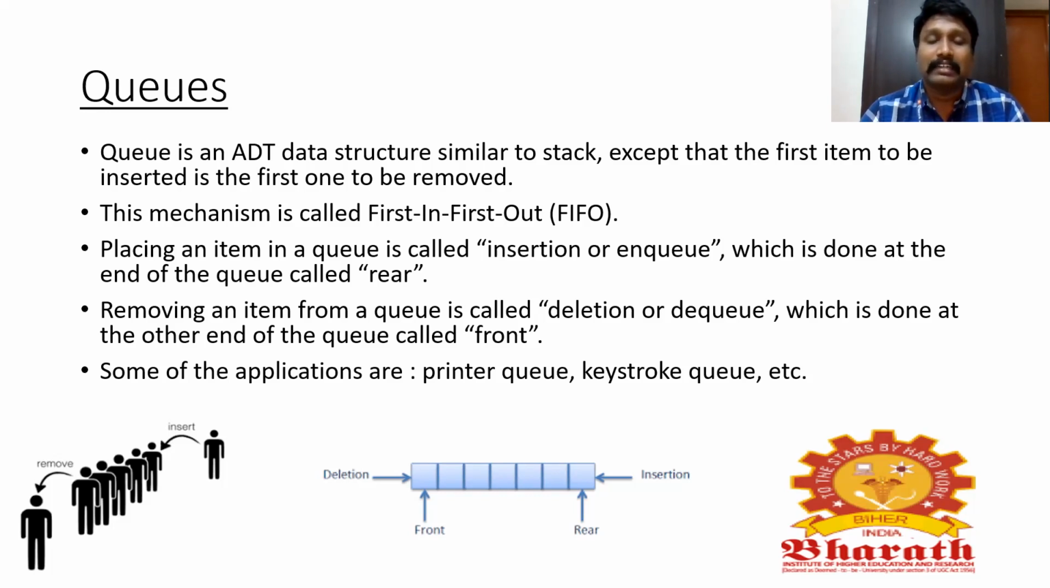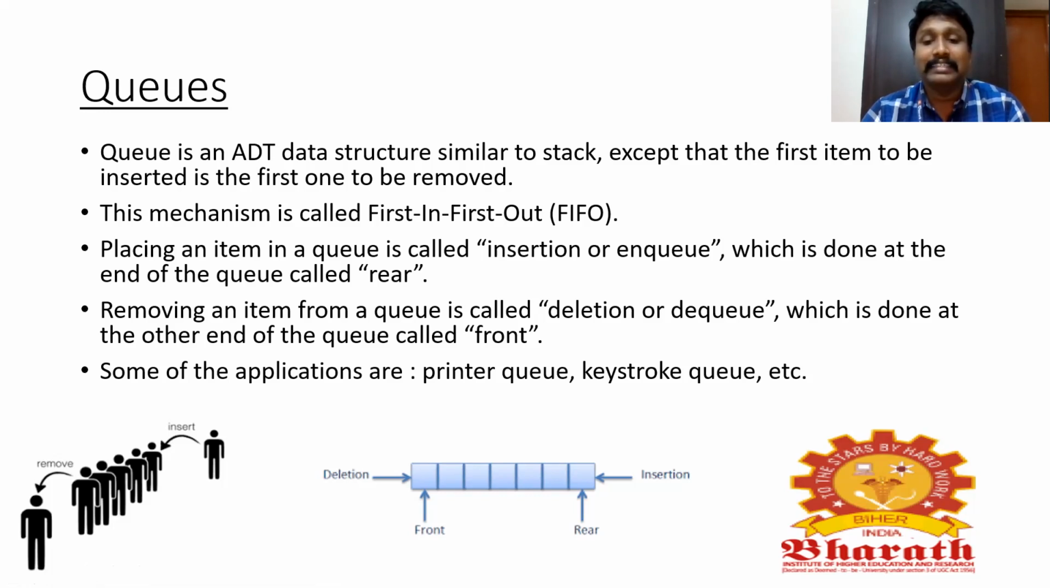So inserting an element will be done at the last part of the queue. Deleting an element will be done at the first part of the queue. So there are two different parts of the queue, the front end and the rear end. What is the front end? The first part of the queue. And what is the rear end? The last part of the queue.